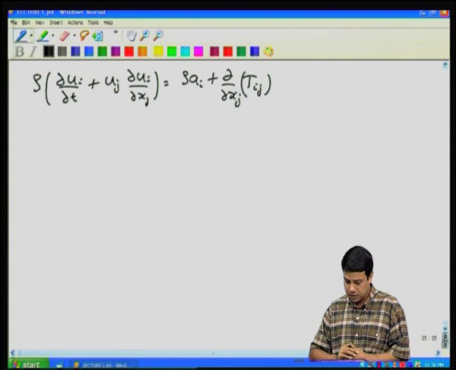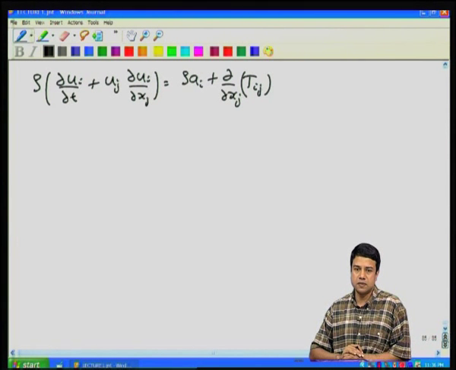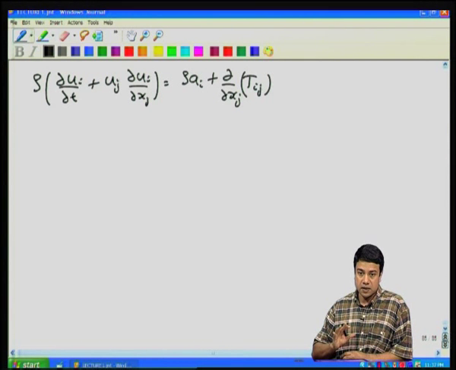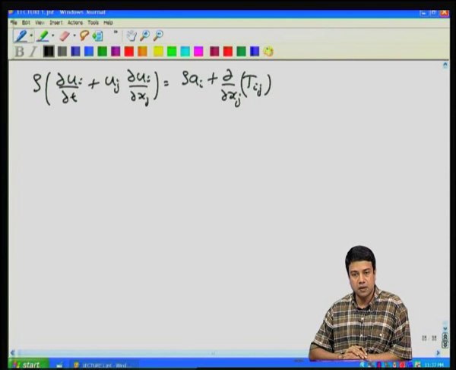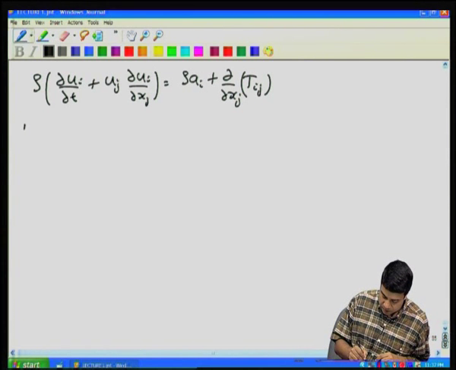Now, the momentum conservation equation does not tell us exactly what form of the stress tensor is. For that, we have to write down a constitutive relation. However, we can get some information about the properties of the stress tensor by looking at the equation for the conservation of angular momentum. Angular momentum is r cross the linear momentum.